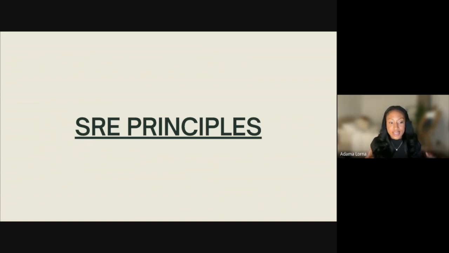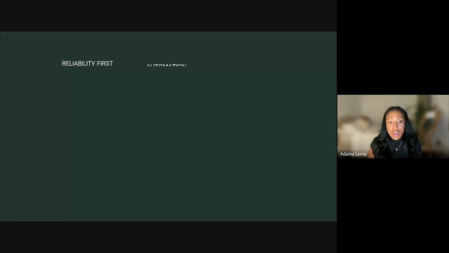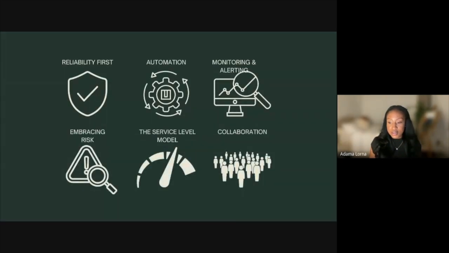So now that I hope I've made the case for why SRE is important and why they exist, let's dive deeper into the principles. So what is backing SRE? I'm going to categorize it into these 6 principles, and hopefully, again, show how SREs are able to execute what it is they're supposed to be doing. The first one is reliability first, then automation, monitoring, alerting, embracing risk, the service level model, and collaboration.